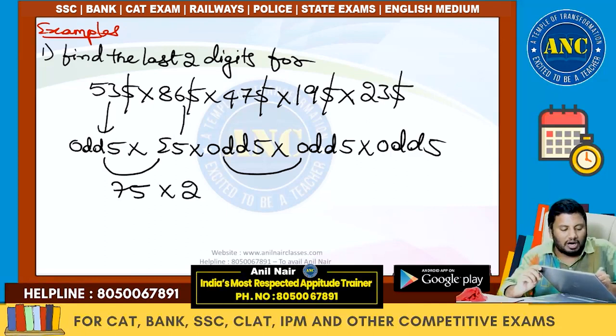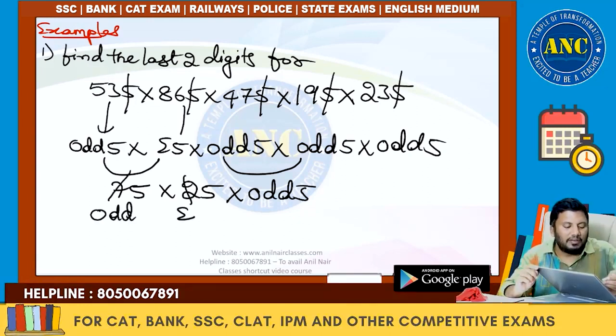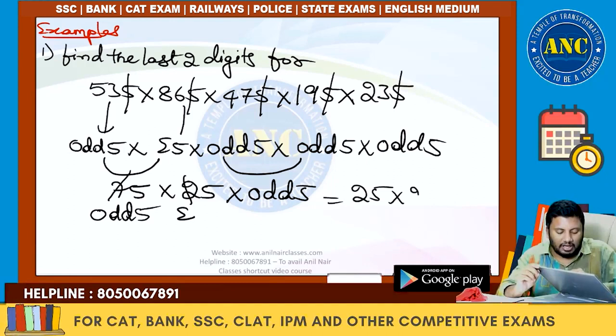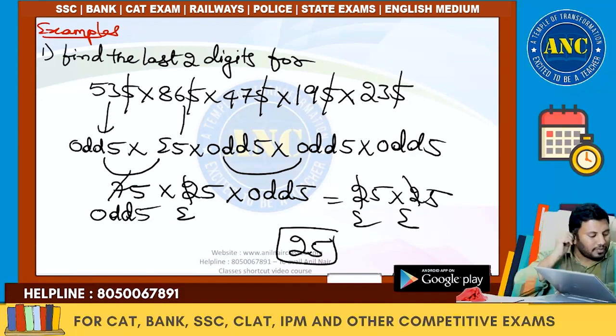Odd 5 into odd 5, 25 into odd 5. 2 is an odd number, 2 is an even number, 7 is an odd number. Odd 5 into odd 5, even 5. So 25 into 25, even and even. Last two digits is 25. 5 omit it, that will do it little later.